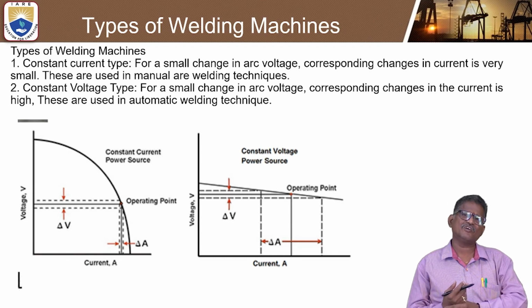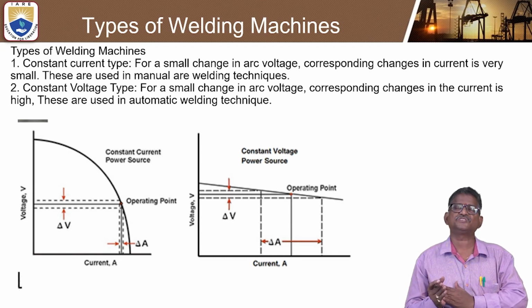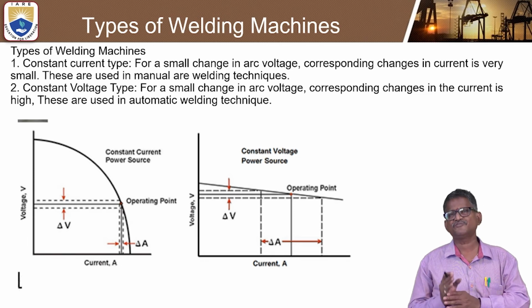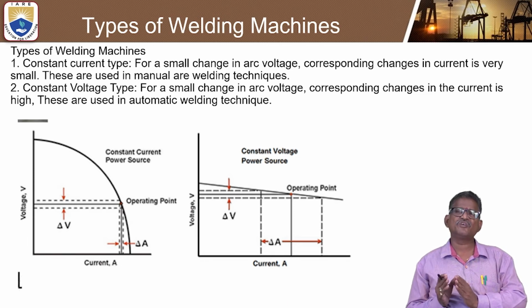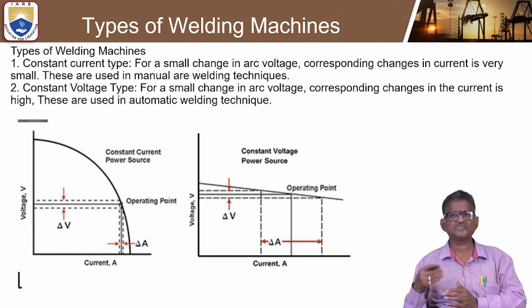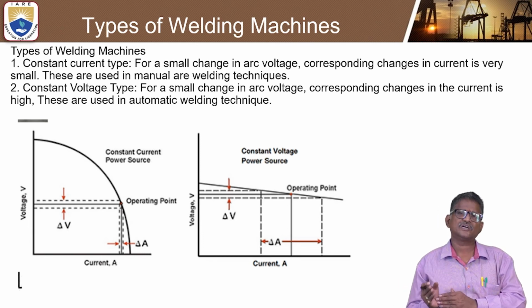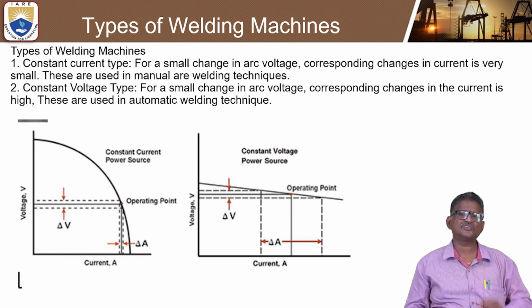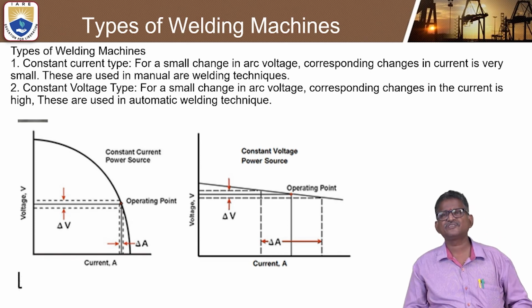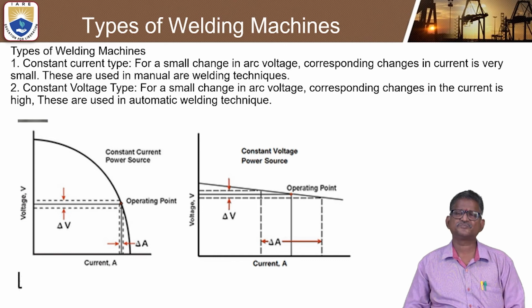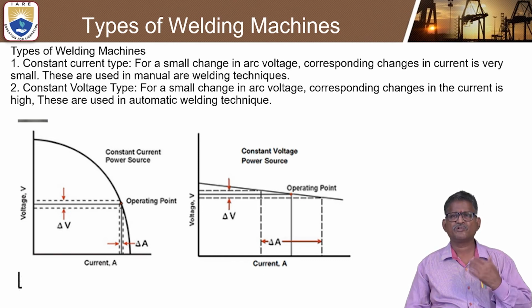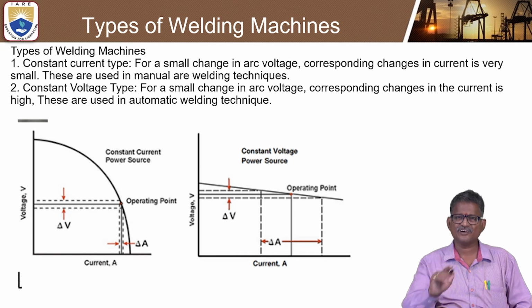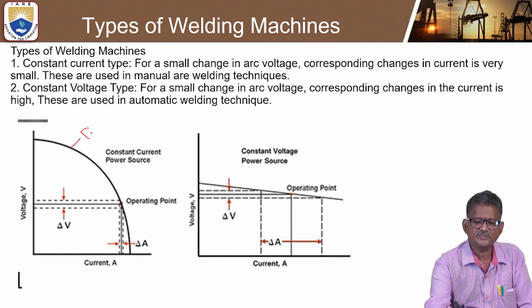Now let us see what the basic types of welding machines are. What are the different types of welding machines? In welding machines, it may be either a constant current type or a constant voltage type. How can we discuss this clearly in a diagrammatic manner? So the first thing is the constant current power source, and the second one is the constant voltage power source. How can we perform this? This is also called the drooping curve.